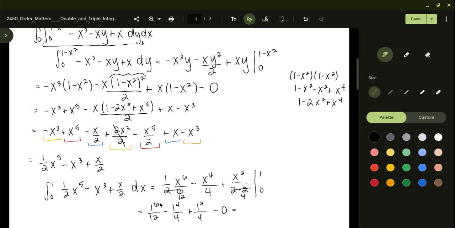Remember, 1 to the 6th power, 1 to any power is going to get us 1. And so we end up having 1/12 minus 1/4 plus 1/4. Well, a negative 1/4 and a positive 1/4, those become 0. And then all we're left with is 1/12. So that is the value of the integral over the bounds of integration we were given.